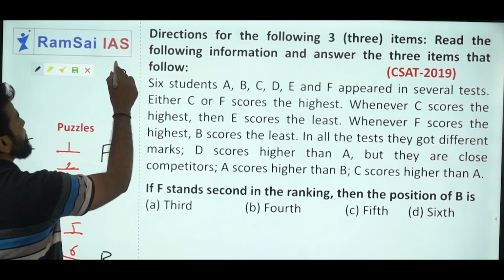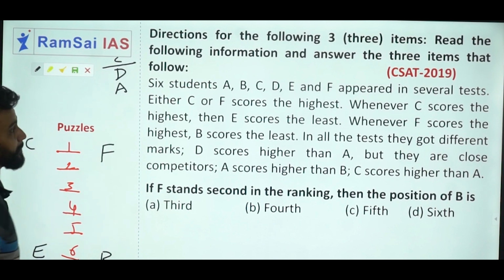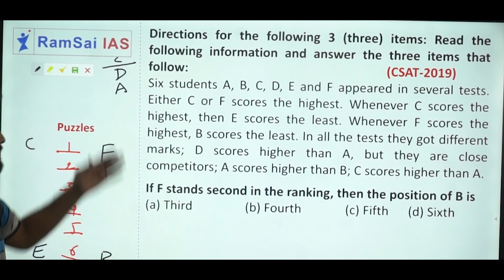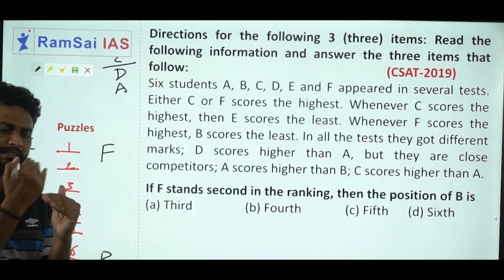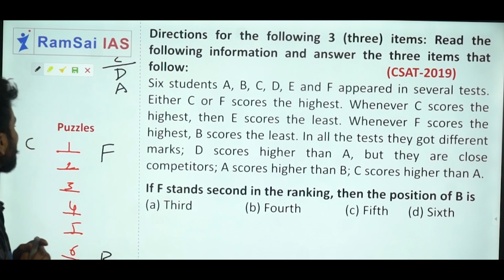Obviously, C scores higher than D, but there can be more people between C and D. We are not sure. They can be side by side as well. We are not sure. Okay. So, in this case, I will go with right side scenario first.